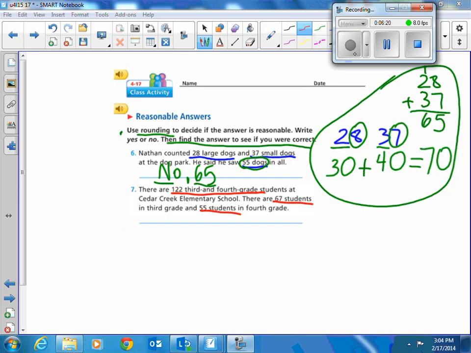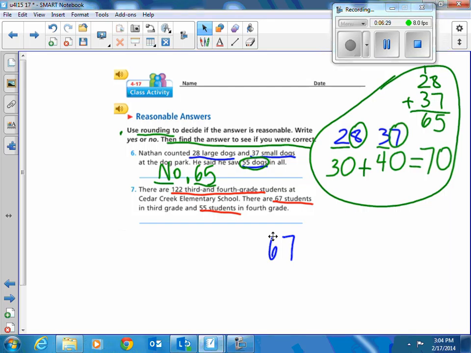So remember, over off to the side, I'm going to do mine on the bottom, okay? I'm going to rewrite those numbers. I'm going to write 122. And I'm going to rewrite 67, okay?